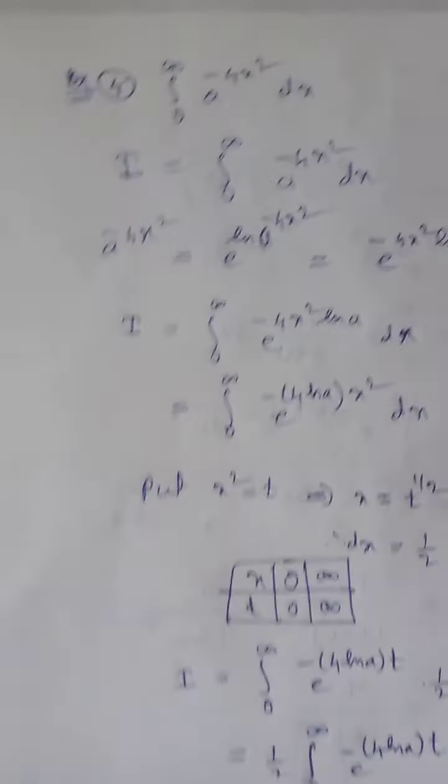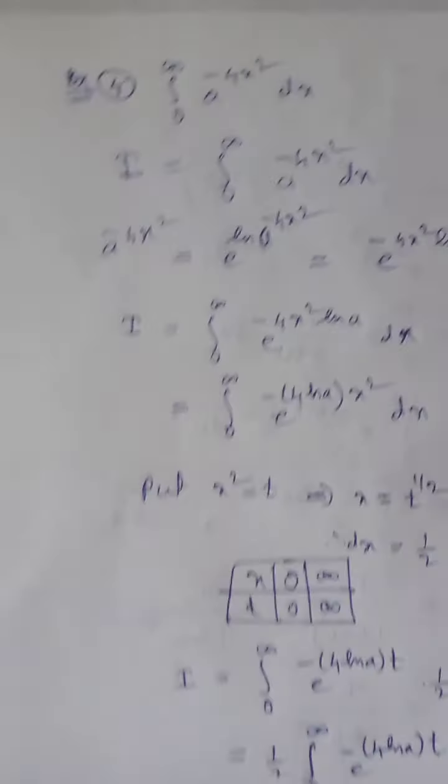So example, sixth example. Evaluate integration from 0 to infinity e to the power minus x to the power 4 into dx. Okay. So we have exponential function here, whose power is minus x to the power 4. So what is the power in the definition? Only e to the power minus x. So we have here minus x to the power 4. So we'll convert this x to the power 4 to x.